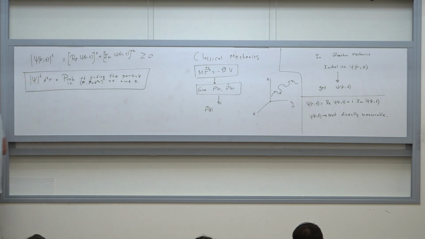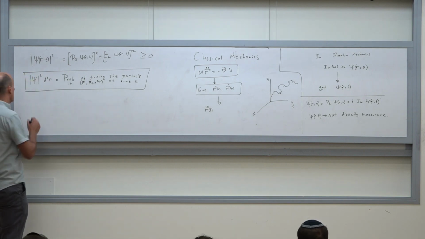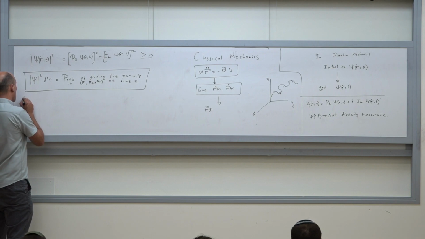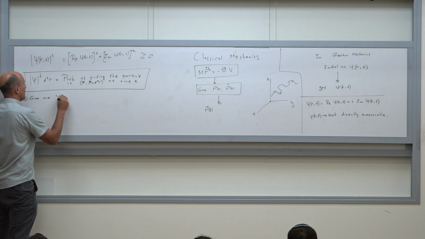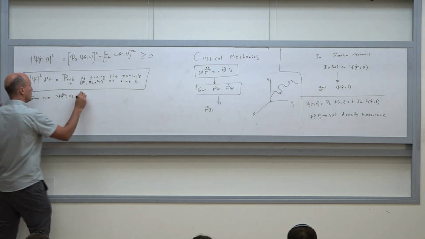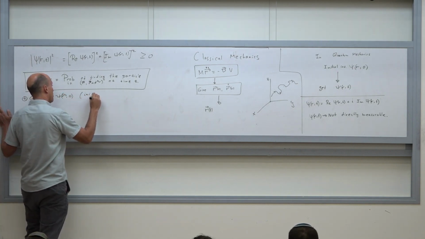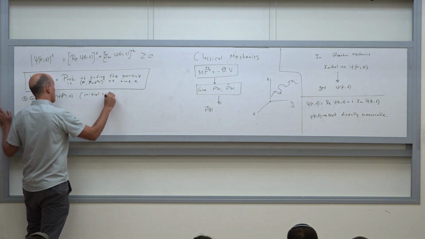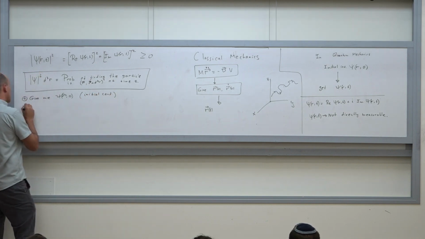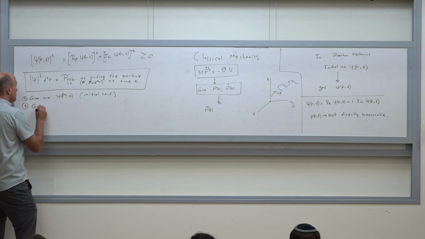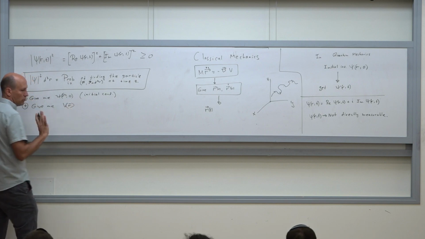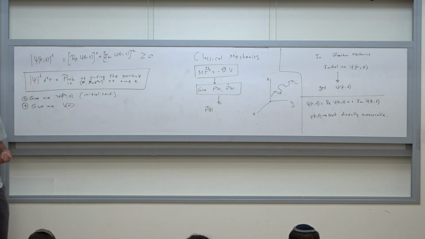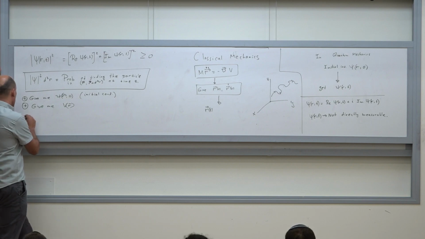So the program is the following. First, give me the initial condition. Second step, of course, give me the potential. Without that, in principle, you cannot solve. Third step, solve the Schrodinger equation.